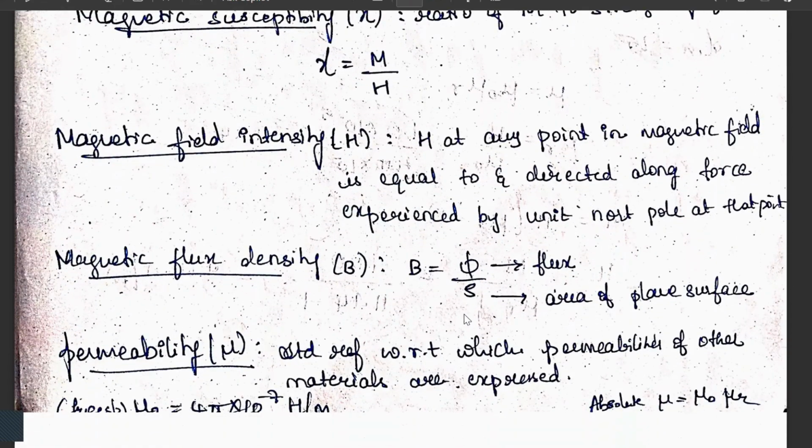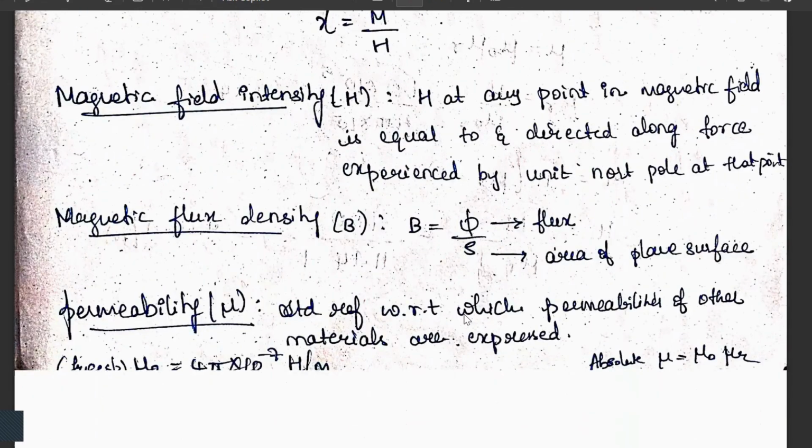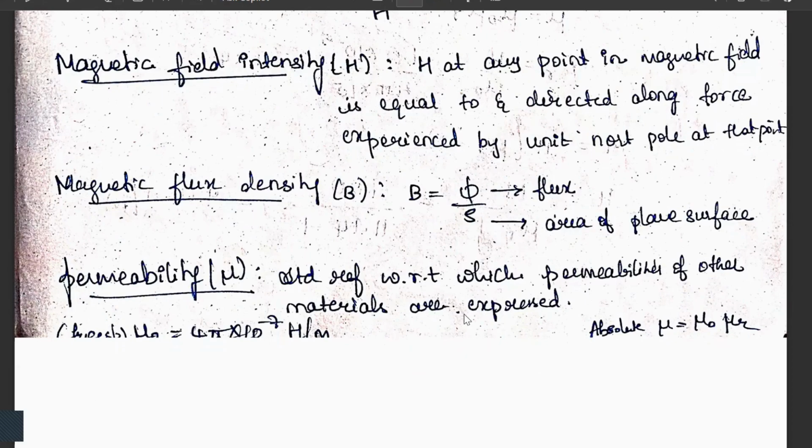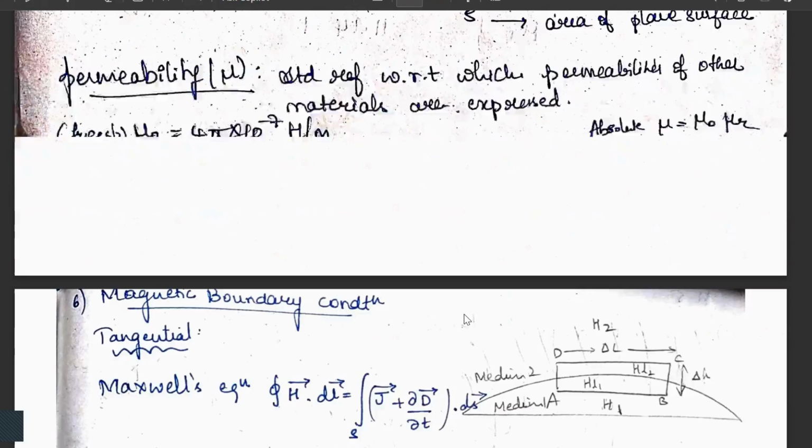Magnetic flux density is B, which is flux per area of the plane surface. Permeability: the standard reference with respect to which the permeabilities of other materials are expressed. So mu naught is 4 pi into 10 power minus 7 Henry per meter, and for the absolute permeability you have to multiply mu naught into mu r.